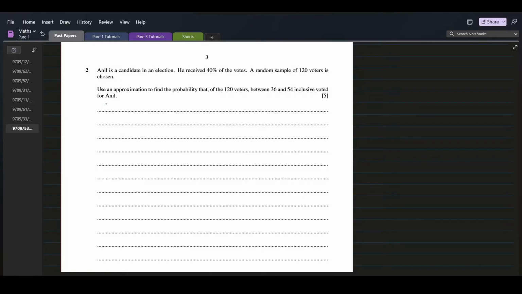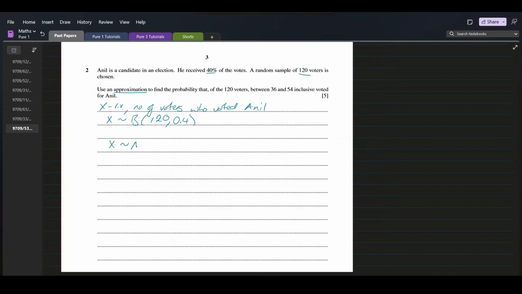Okay, so let x be the random variable, number of voters who voted for Anil. So x initially follows a binomial distribution and the n is 120. The probability of success, they said 40%, so let's write that as 0.4. And now we're required to use an approximation. At AS level, the only approximation we'll use is a normal approximation to the binomial distribution.